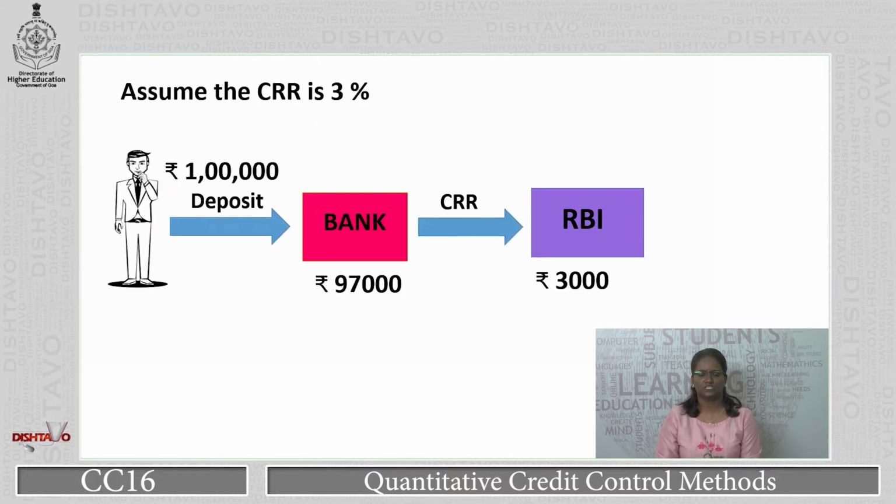Let us assume the CRR is 3%. If a person deposits 1 lakh rupees with a commercial bank, then banks have to compulsorily keep 3%, that is 3,000 rupees with RBI, and the remaining 97,000 rupees can be used by the banks as a loan product.